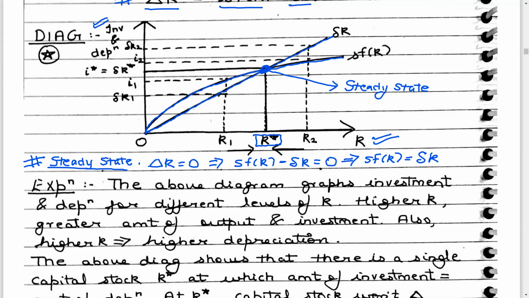This is called the steady state. That means at K star, the change in capital stock per worker is equal to 0. That means the new capital which is added in the economy at K star is exactly equal to the capital which is wearing out, given by delta K star. I again repeat, at the capital stock per worker equal to K star, the new capital added in the economy, which is S f of K star, exactly equals the capital stock which is wearing out, given by depreciation delta K star.